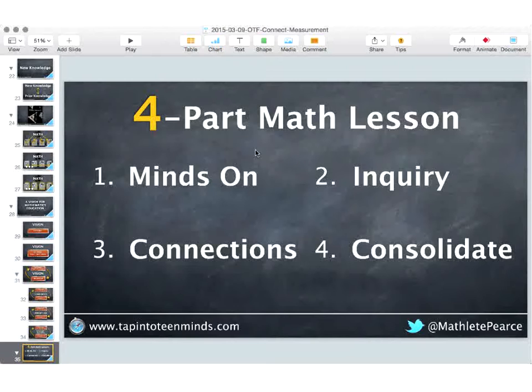The 3-part math lesson has the minds-on, action, and the consolidation phase, whereas I think it's so important that we break down that action into a very specific set of procedures or a specific process when we're introducing a new concept. And that's that inquiry piece where students can see where things are coming from, where they're building from, instead of just simply being given the power of that algorithm.